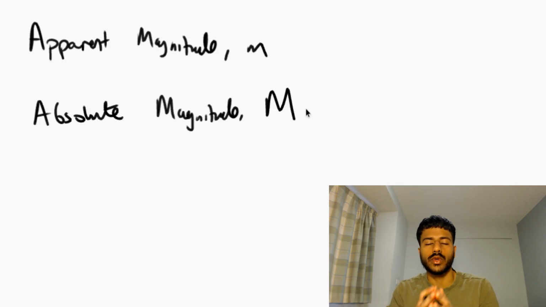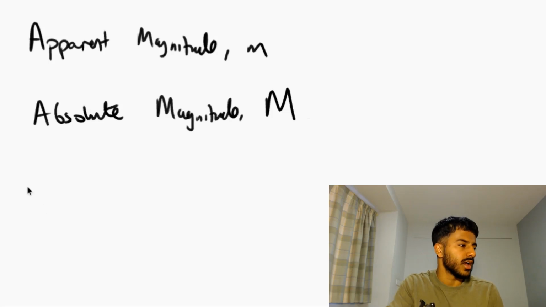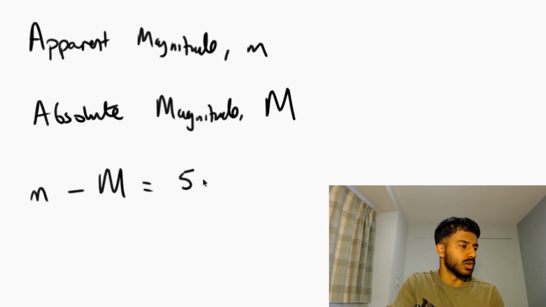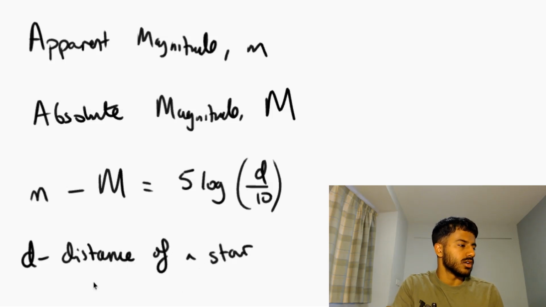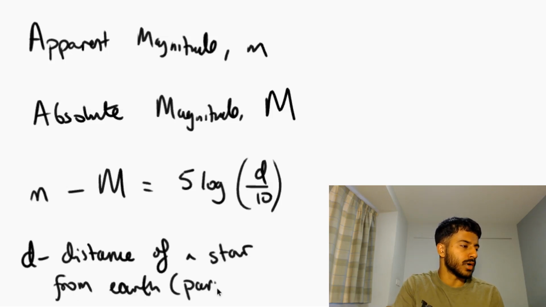And what we can actually do is we can relate these two together. And we can get an equation where m minus big M is equal to 5 log d over 10. And d is the distance of a star from Earth. And this is given in the unit of parsec.